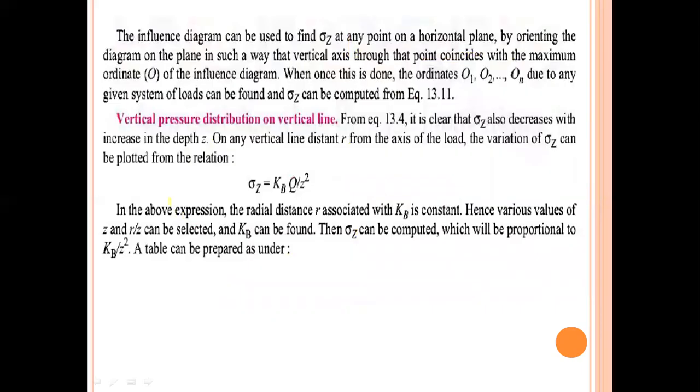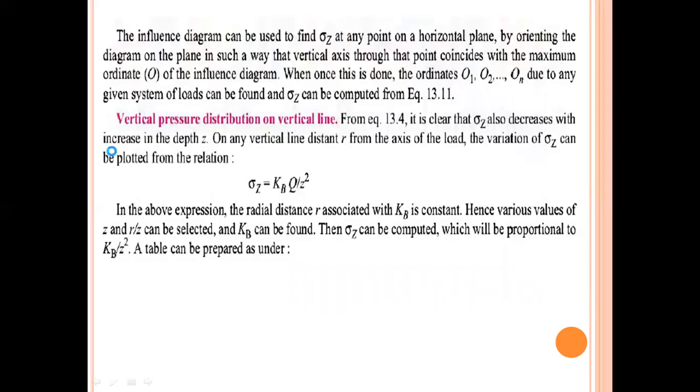The influence diagram can be used to find sigma z at any point on a horizontal plane by orienting the diagram on the plane in such a way that the vertical axis through that point coincides with the maximum ordinate of the influence diagram. Once this is done, the ordinates O1, O2, On due to any given system of loads can be found and sigma z computed.